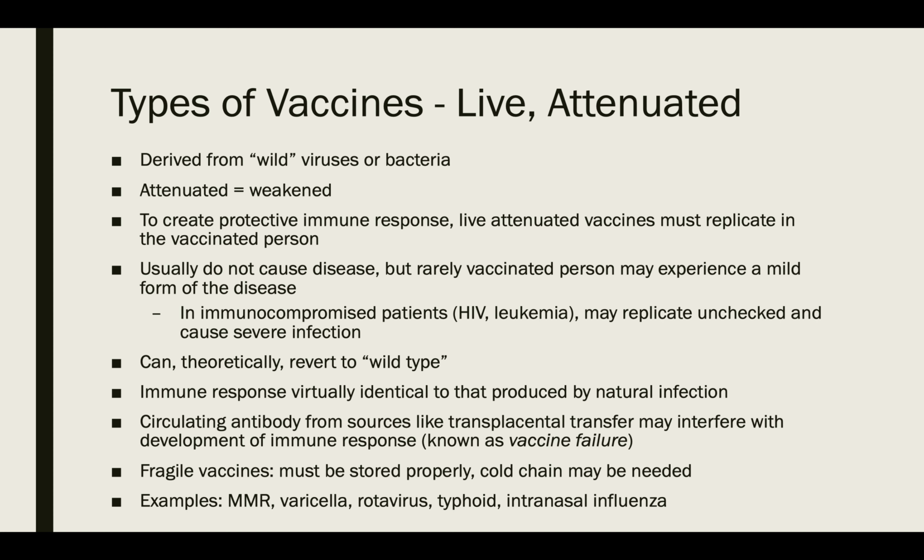And these vaccines are pretty fragile. They require a cold chain, or they have to be stored properly, like in the dark. Examples of live attenuated vaccines would be MMR, varicella, live rotavirus vaccines, typhoid vaccines, and then there's a live intranasal influenza vaccine, an inhaled influenza vaccine.